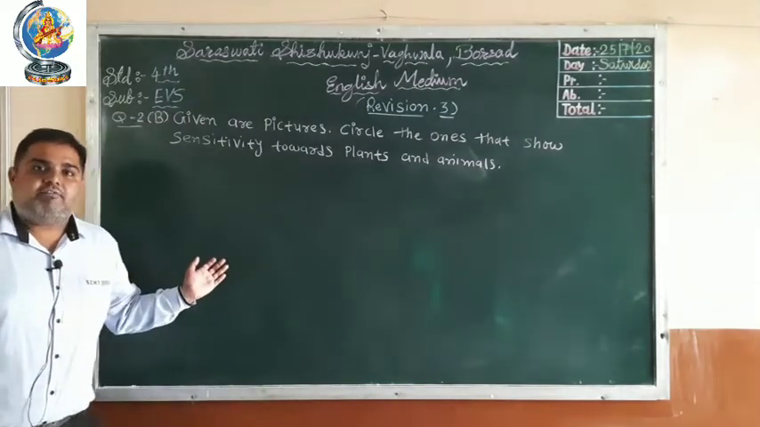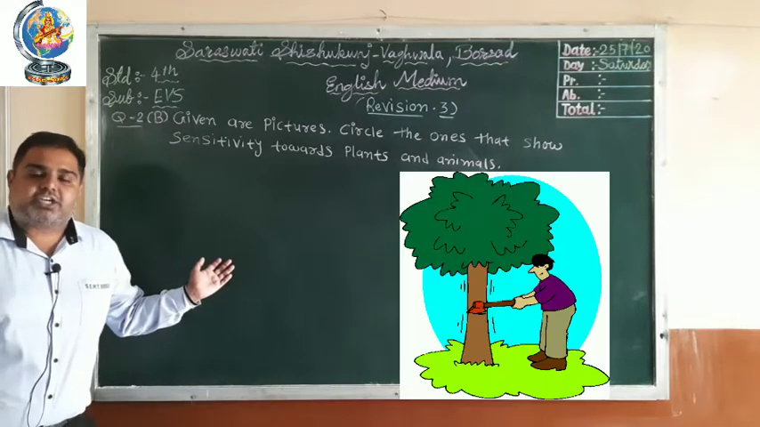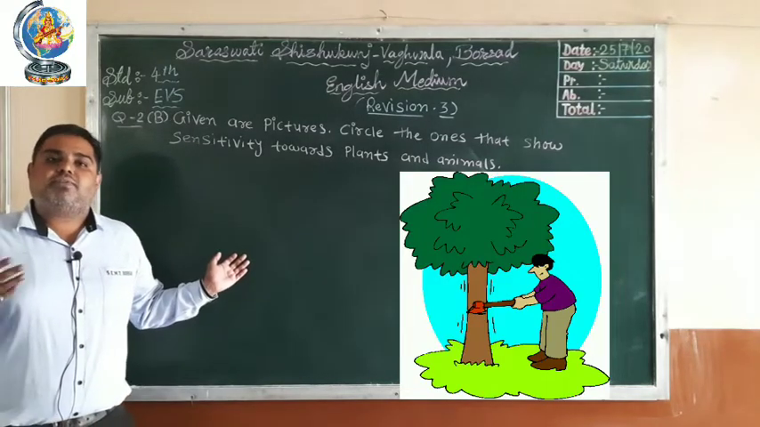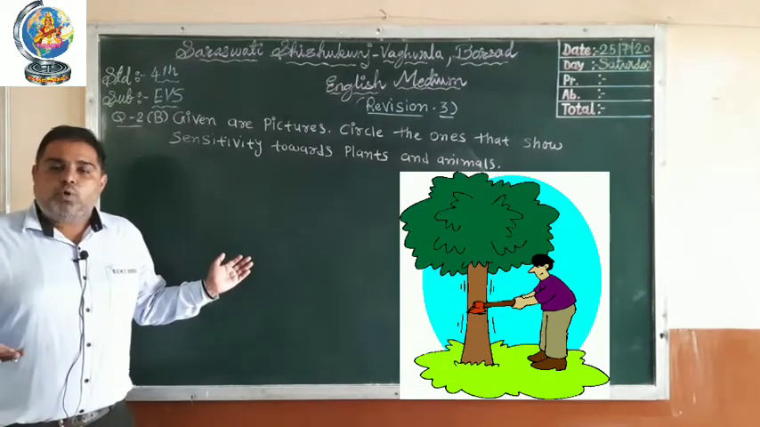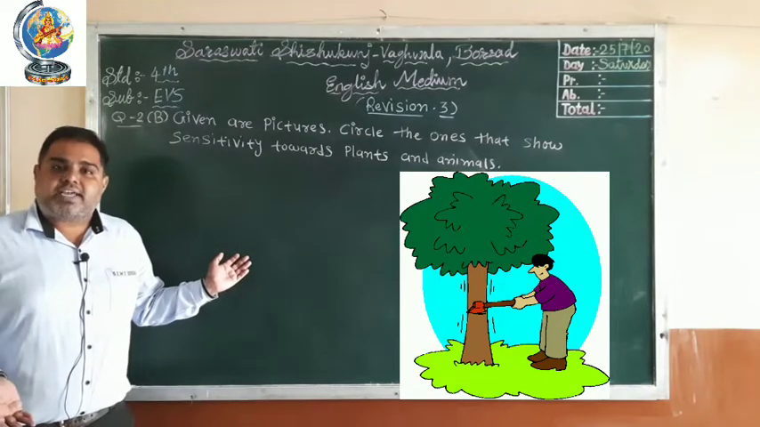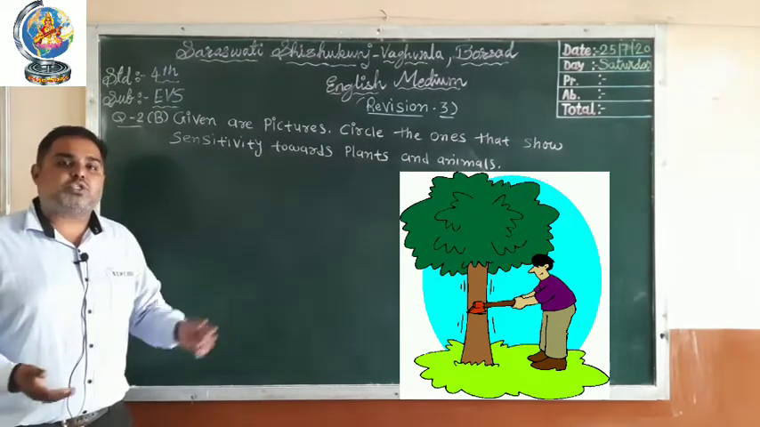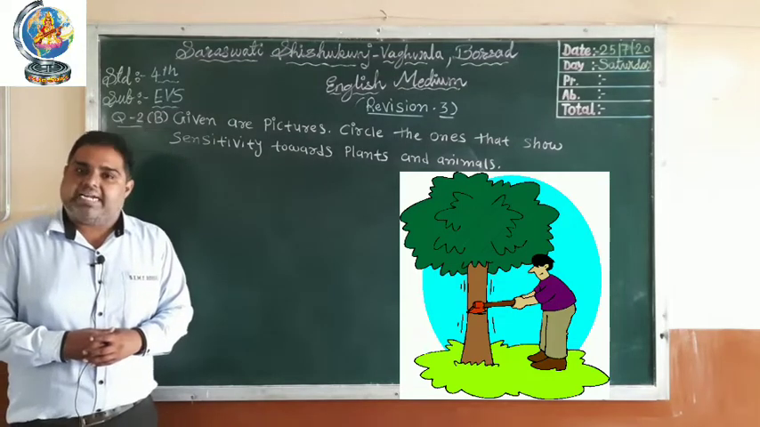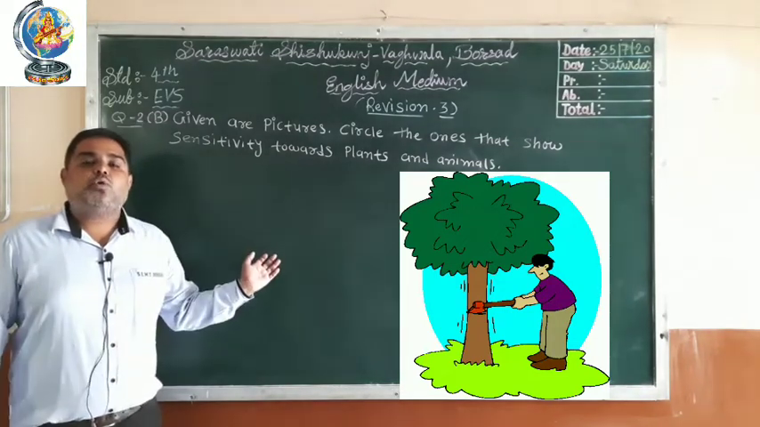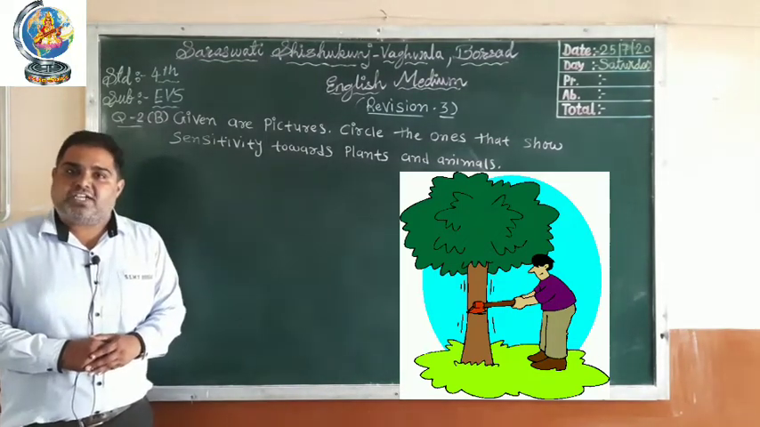And the next picture is, here you can see one man is cutting a tree. So students, do we have to cut trees? No, we do not have to cut trees. That is why it does not show sensitivity towards the plants and trees. That is why you don't have to circle this picture.